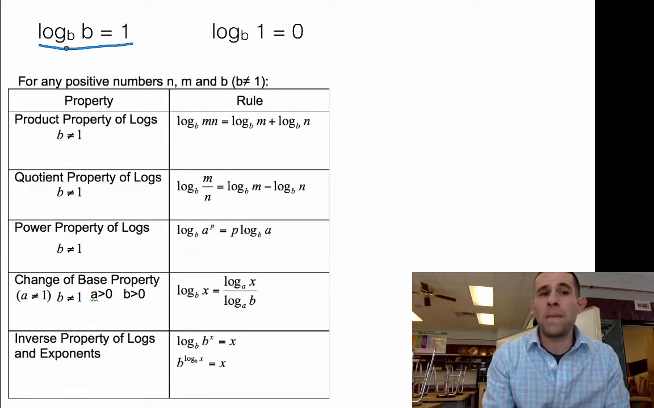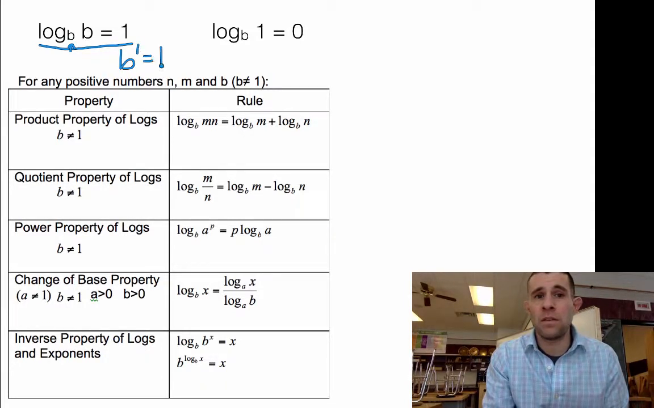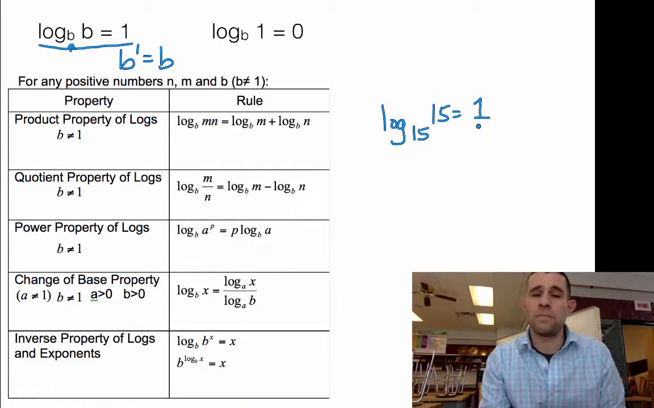So our first property here is pretty intuitive. It says log base b of b is equal to 1. In other words, the power I raise b to in order to get b is 1. In fact, anything to the first power is just itself. So I could say log base 15 of 15, and guess what? That's going to be equal to 1.